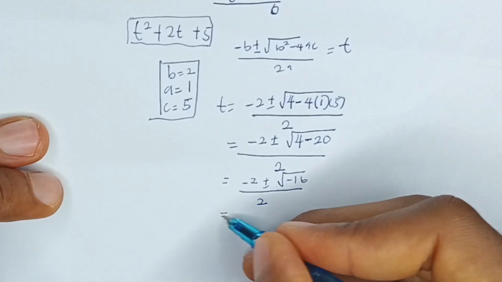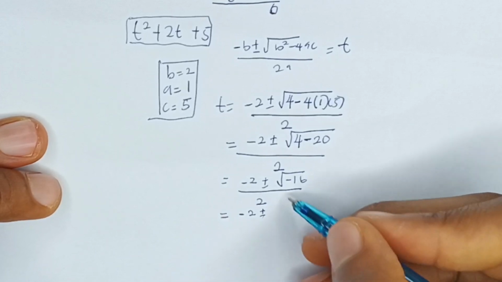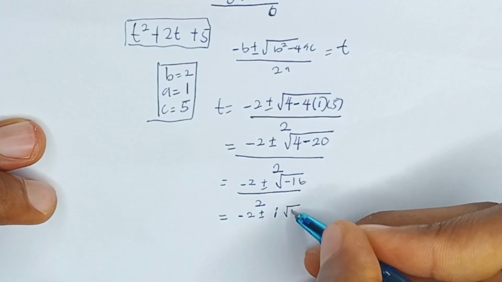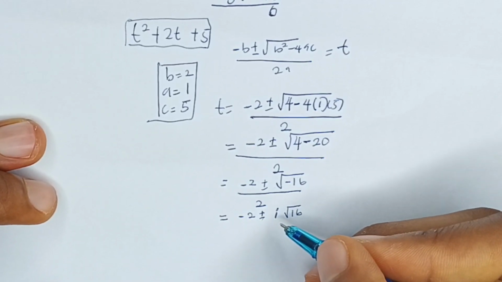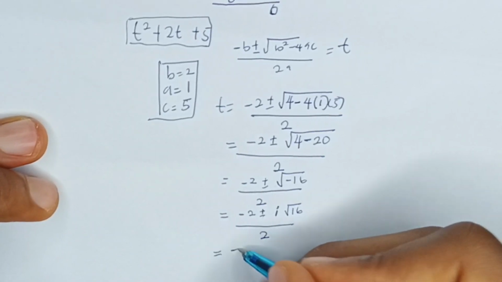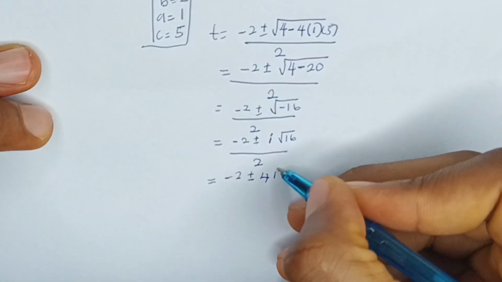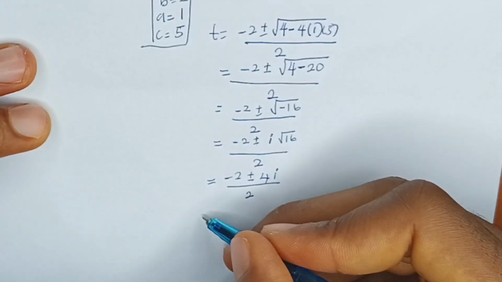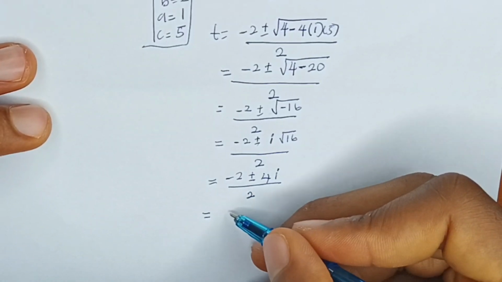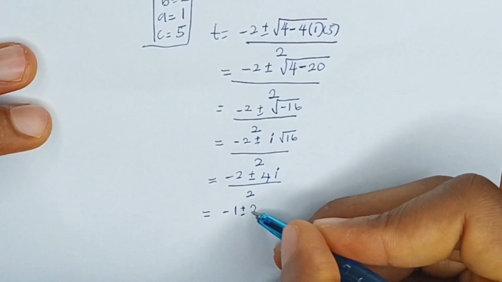Now this becomes equal to minus 2 plus or minus. Remember that square root of negative 16 is written as i times root of 16, where i is root of negative 1. Don't forget, all over 2. Now this becomes equal to minus 2 plus or minus root of 16 is 4. So we have 4 times i all over 2. And then this becomes equal to, dividing each term by 2 here, minus 1 plus or minus 2i.